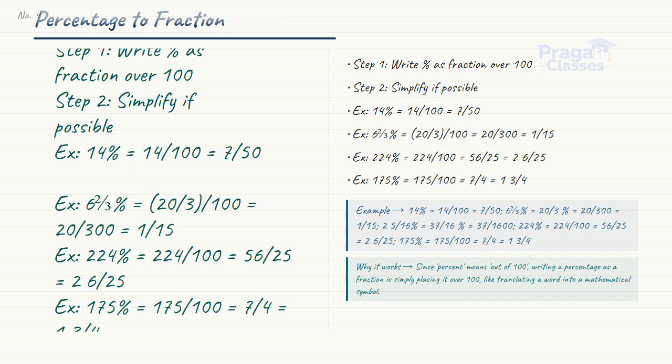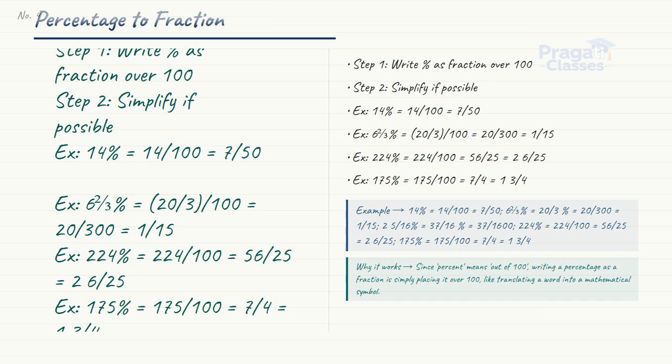Next, a tricky-looking one, 6 2/3%. The mixed number 6 2/3 is the same as the improper fraction 20 over 3. So we put that over 100, 20 over 3, all over 100. That's the same as 20 over 300.